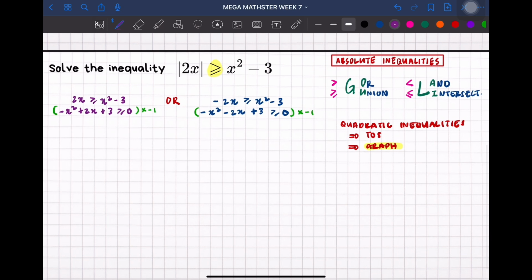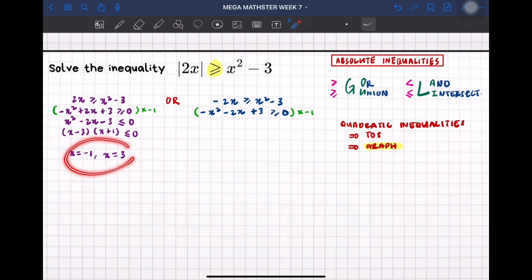For the purple one, I'm going to solve it first. It becomes x squared minus 2x minus 3. Since we multiply with a negative number, we need to change the sign. From greater or equal to, it becomes smaller or equal to 0. Now insert this quadratic into your calculator. You're going to have x minus 3 and x plus 1. So the first one is x equal to negative 1, and the second one is x equal to 3.